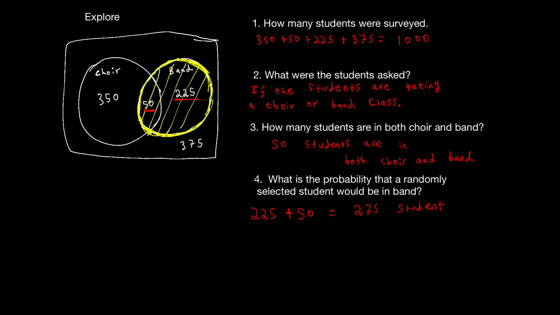Now we want the probability. To get the probability, we're going to divide that by 1,000, and that is going to be the ratio. If we want the percentage, you can see that this is going to be 27.5%.